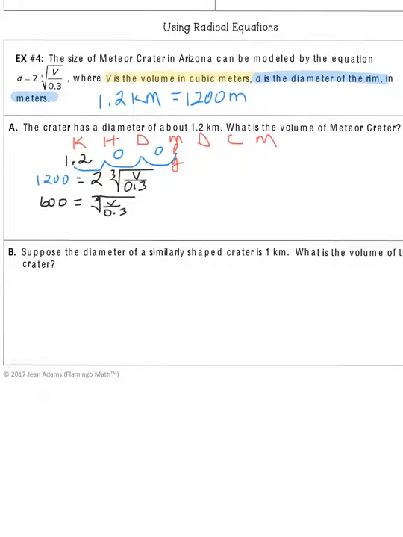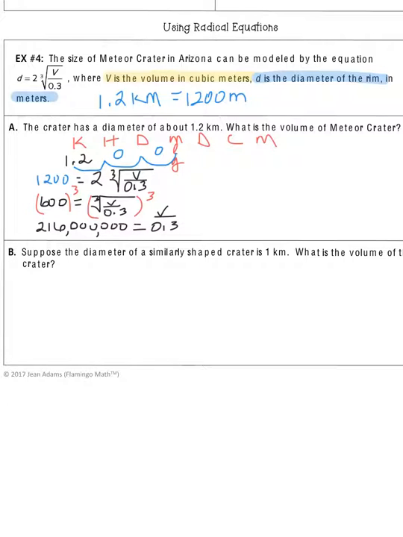Because my index is 3, we're going to need to cube both sides. I'm going to raise this side to the third power to break apart that radical, and I'm going to raise this side to the third power. So 6 to the third power is 216, and then 2 zeros raised to the third power is 6 zeros. So we get 216 million equals V over 0.3.